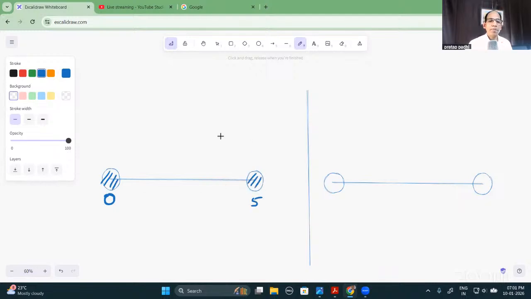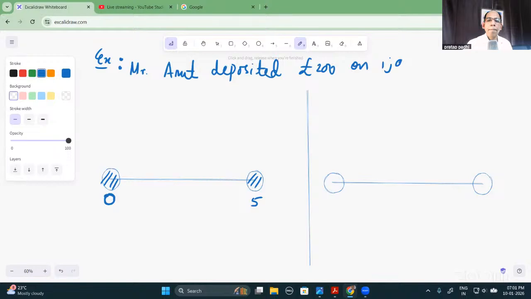Suppose 5 years. I'll write the problem like this. Mr. Amit deposited 200. You have to find the value here at time 5. Find how many years?